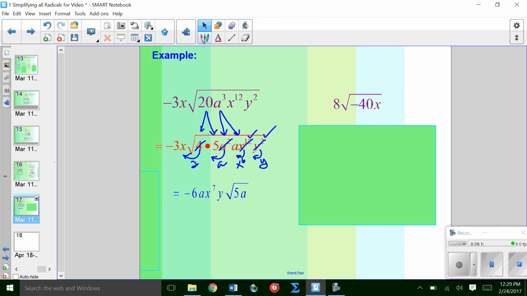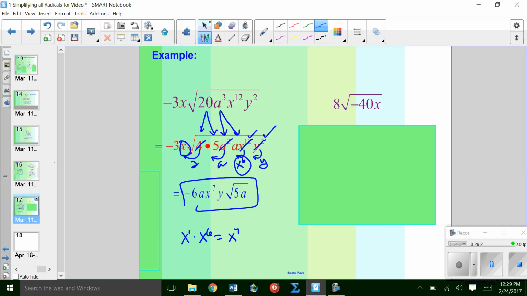Okay, outside we combine whatever's already there. So if I'm pulling an x to the 6th out times the x to the 1st, x to the 1st times x to the 6th, we use our multiplying variables rules and add the exponents to get an x to the 7th. The -3 and 2 are how we get that -6.